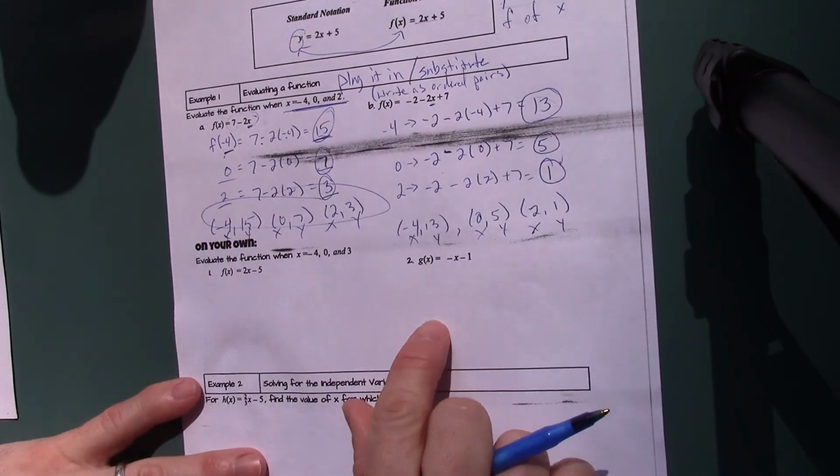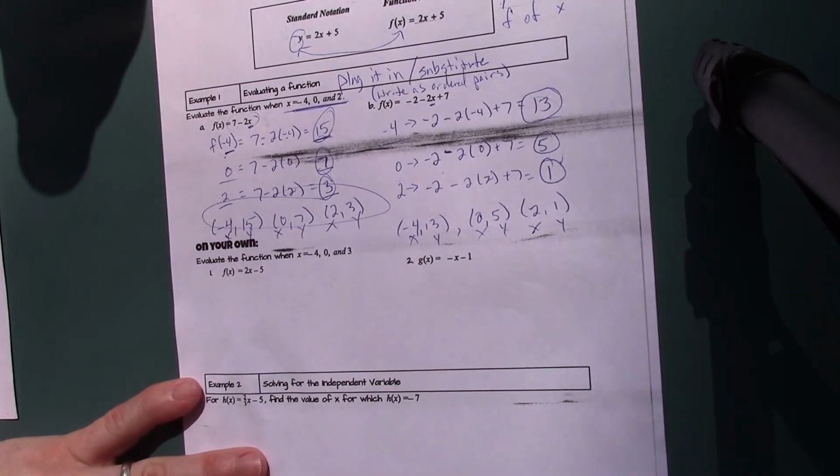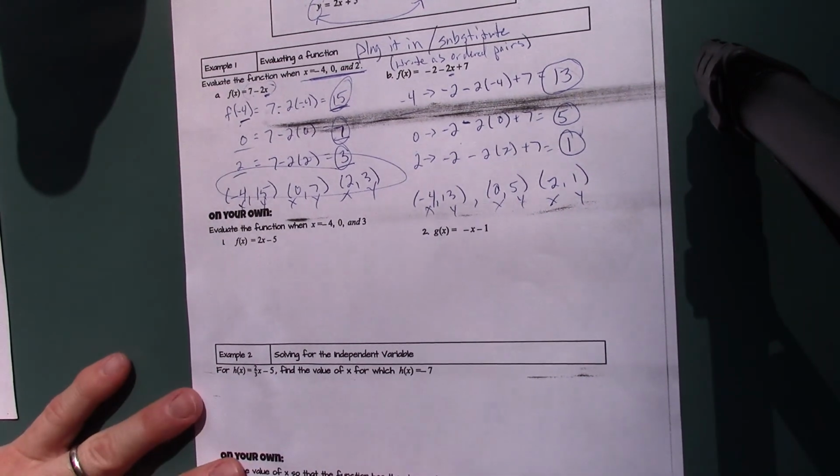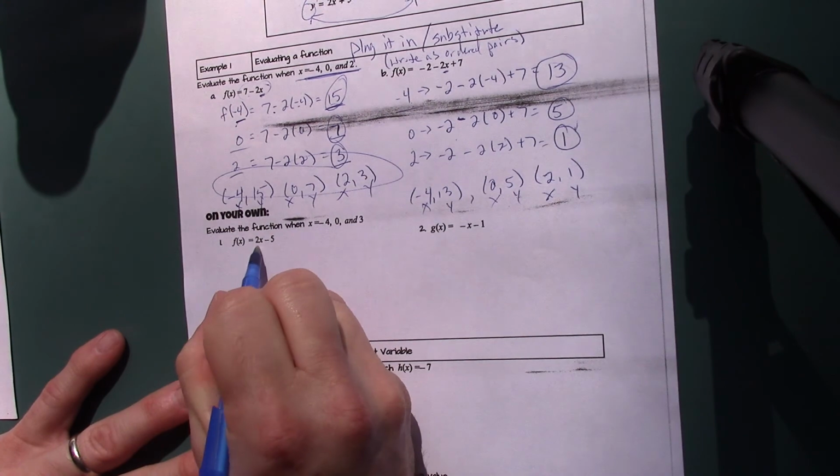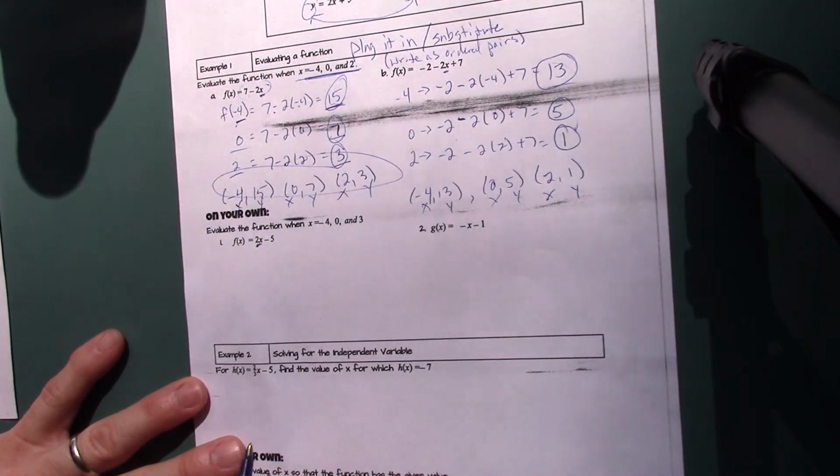So maybe pause it a second and try these two, just on a scrap piece of paper or some note paper. Just try it again. You're plugging -4, 0, and 3 in here for x, and then try and do the same thing here. Okay, press pause, come back and check how you did.